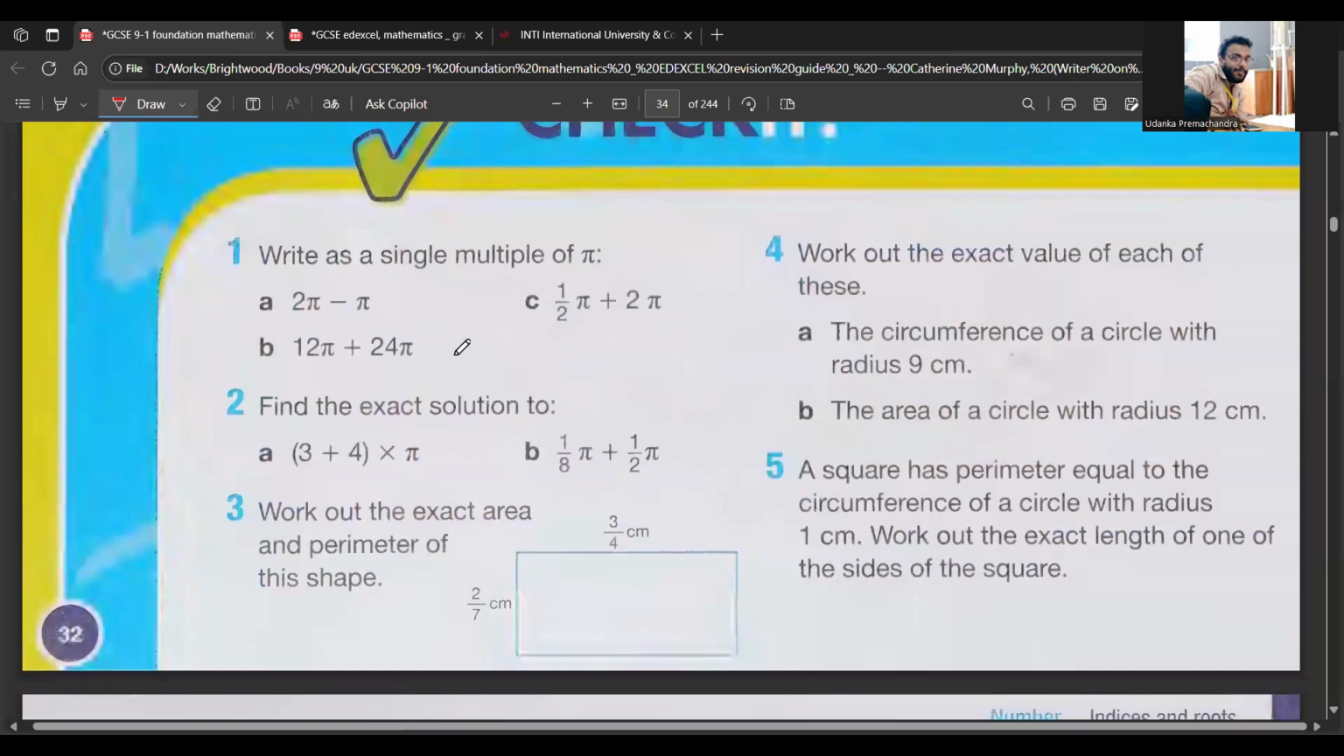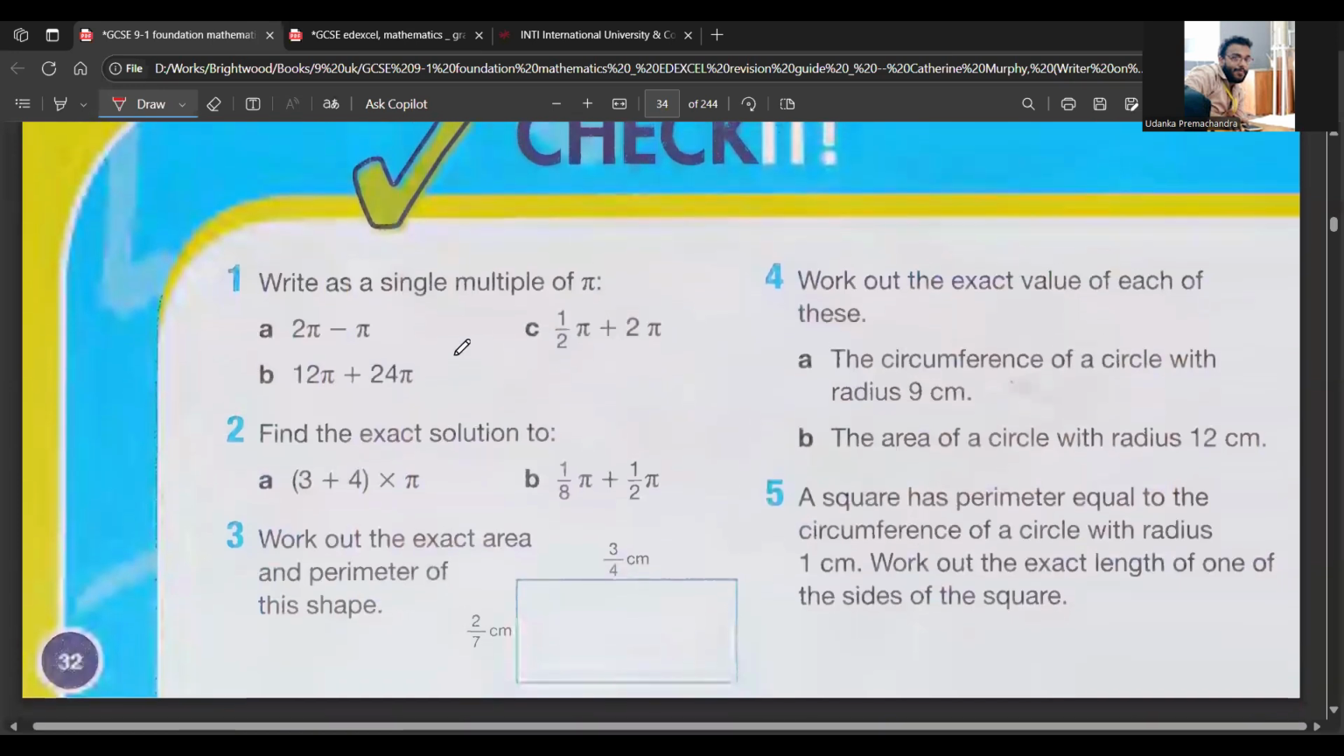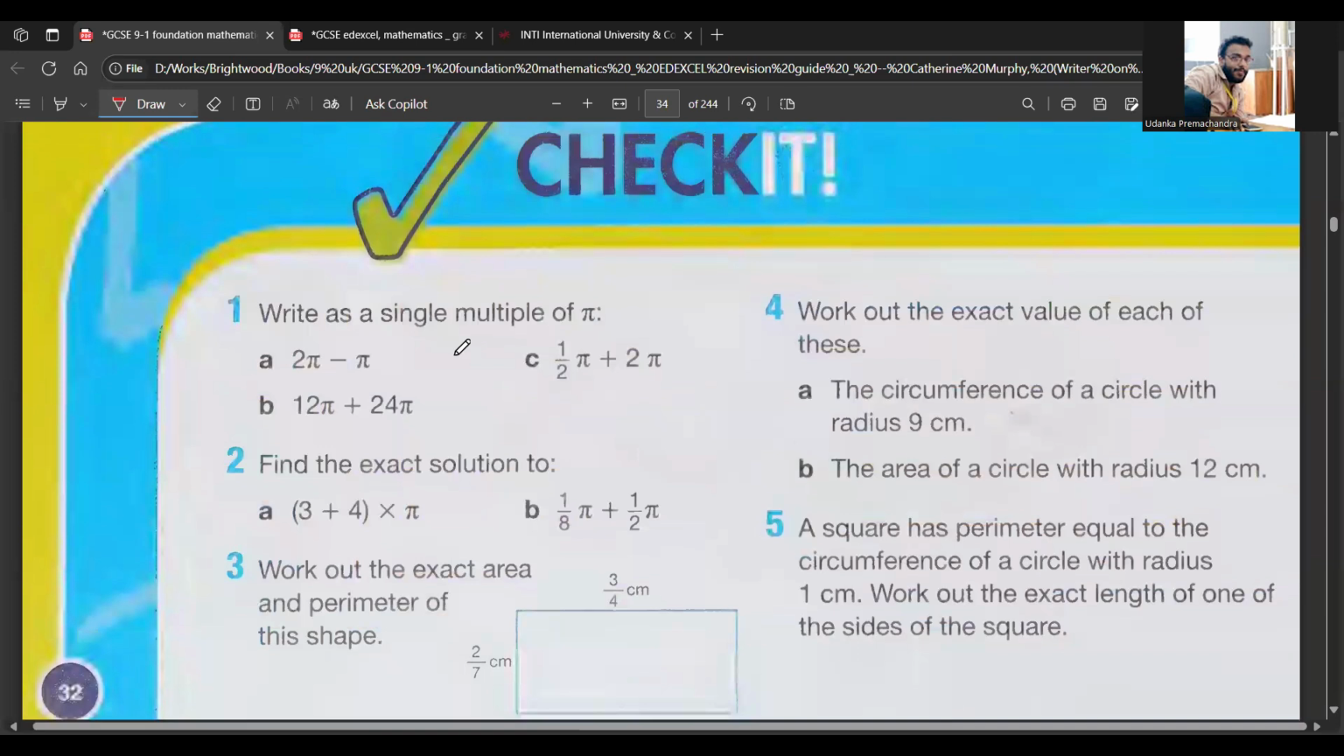They ask you to write this value as a single multiplication of the 5. That means 5 is the only constant. Don't worry. Now tell me, 2 5 minus 5. Is it one? Only 1 5. 1 5, like this.